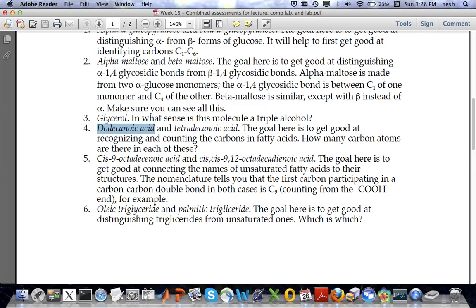I'm going to go on to this cis-9 octadecenoic acid. Now the ENE part here is a little clue that there's going to be a carbon-carbon double bond, but so does this notation here, cis. That means there is a carbon double bond. The 9 means that the carbon-carbon double bond starts at the 9th carbon, counting away from the carboxylic acid end of things.